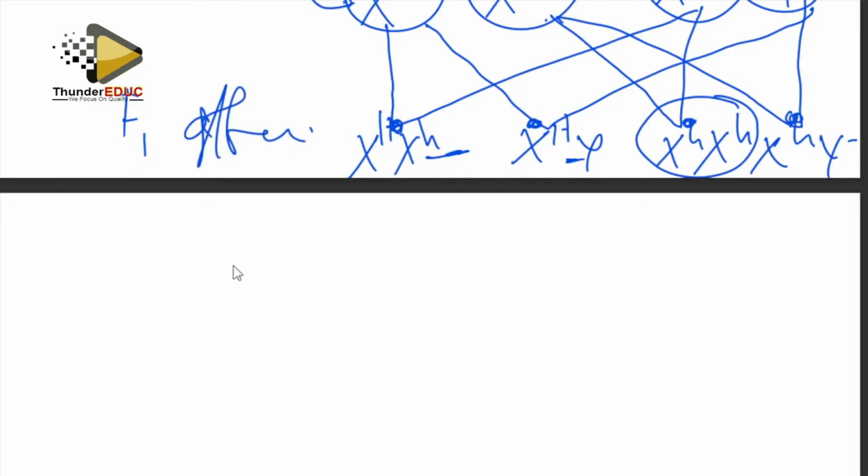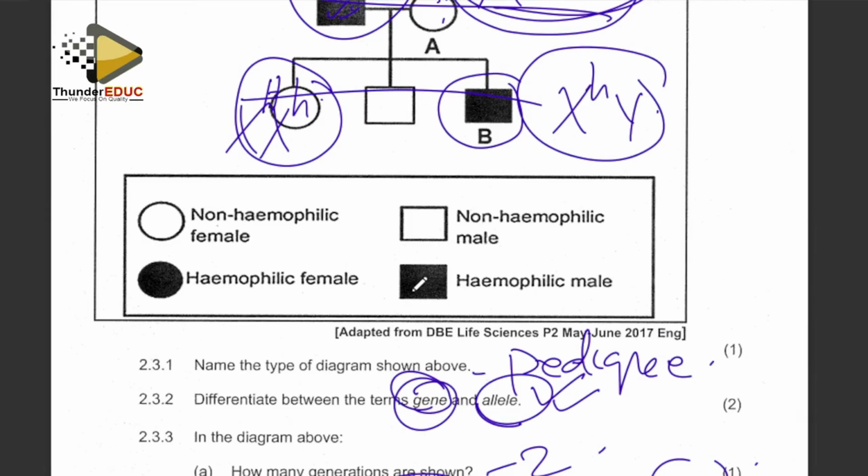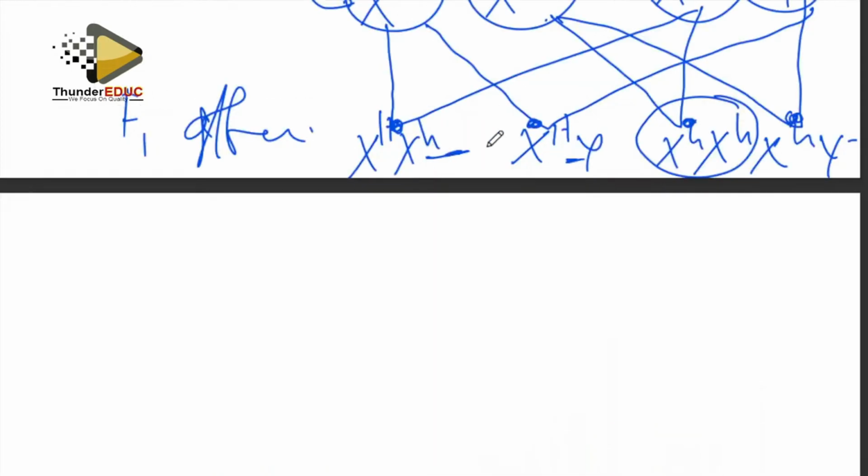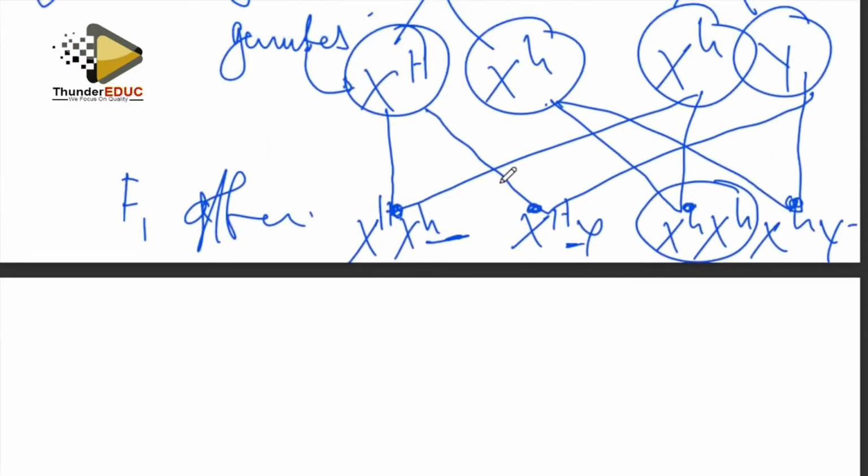They said what was the question? They said that the percentage chance of having a girl who is hemophilic, meaning that the genotypes of the offspring: 1 female normal, 1 male normal, 1 female hemophilic, 1 male hemophilic, meaning that I'm gonna have 1 out of 4 times 100, because they said hemophilic girl.